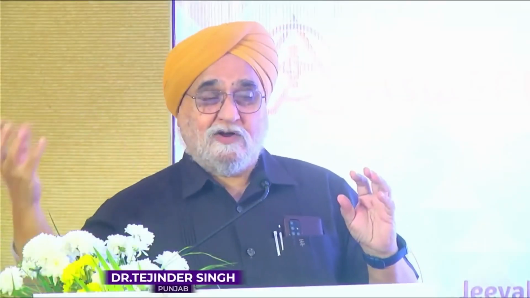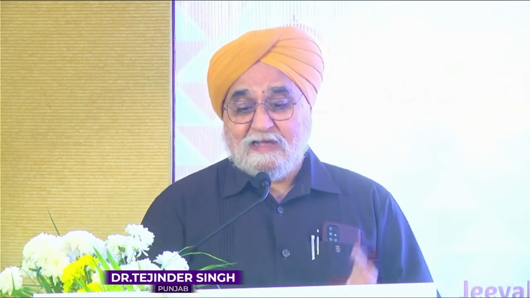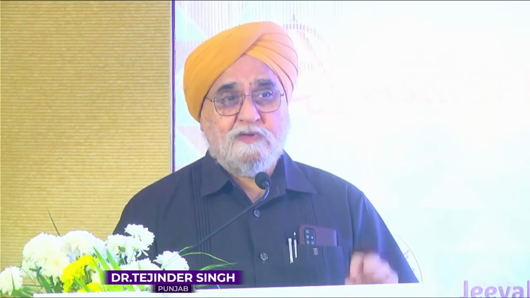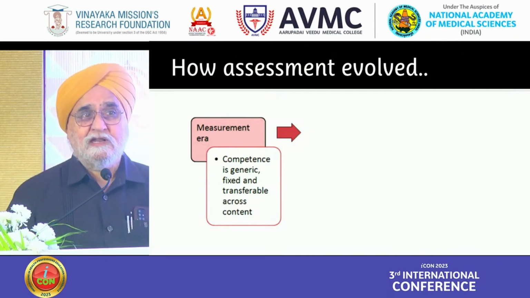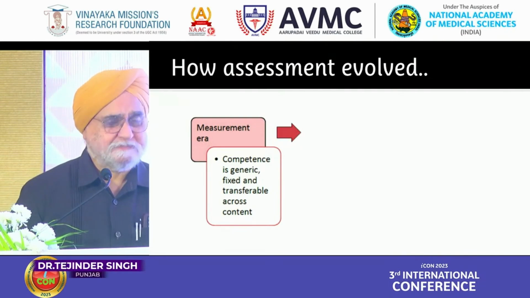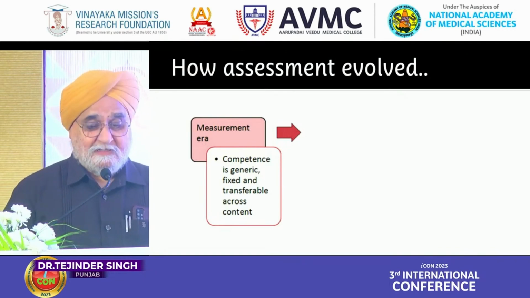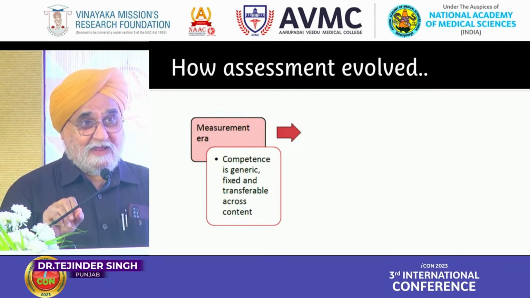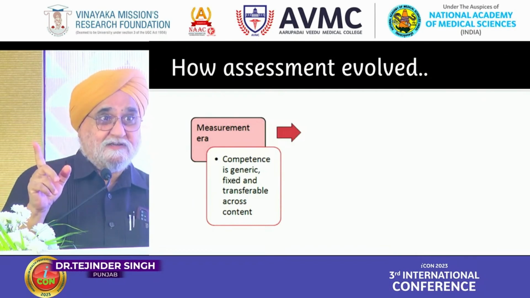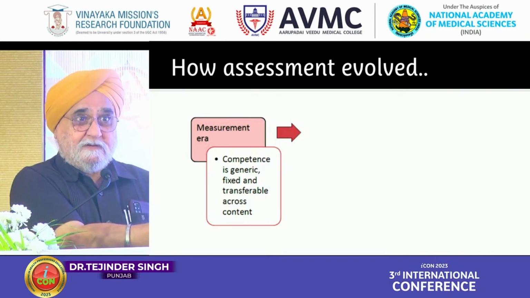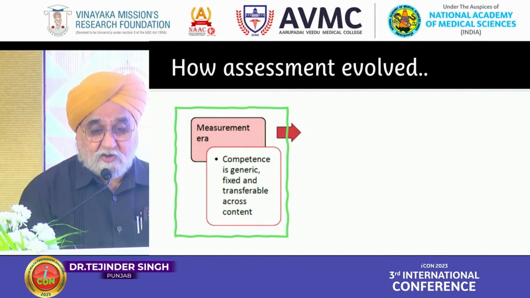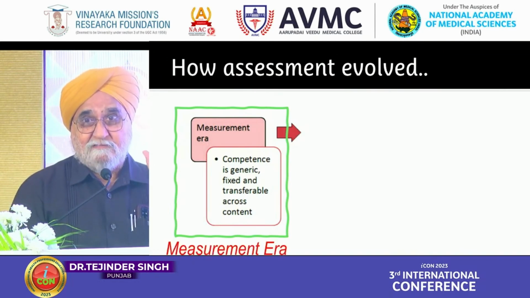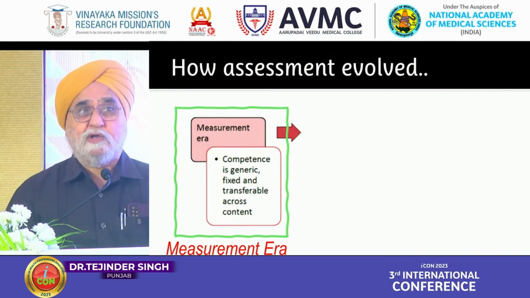You cannot have competence conceptualized one way and assessment conceptualized another way. So the earliest phase in assessment could be called the measurement era. This started somewhere from 1901 till about the 1970s or 80s. The hallmark of this phase was that competence is generic, fixed, and transferable. And mind the words: generic, fixed, and transferable. So being born fair or being born competent was one and the same thing. It didn't make a difference. But that was not the case. However, it still influenced our view of assessment for almost three-quarters of a century.